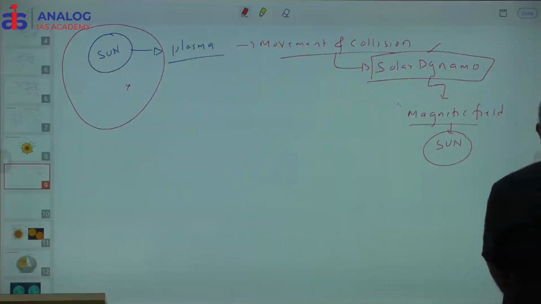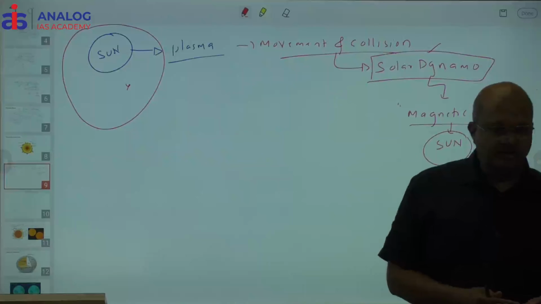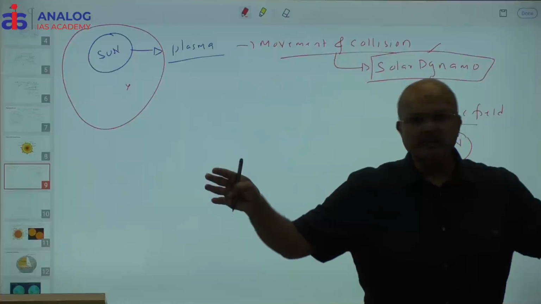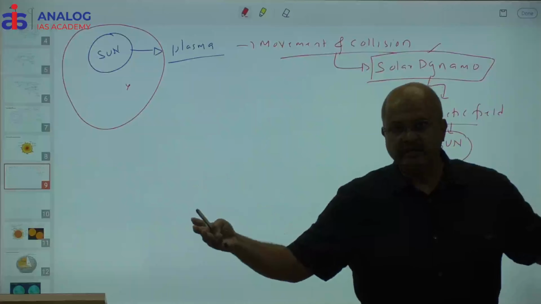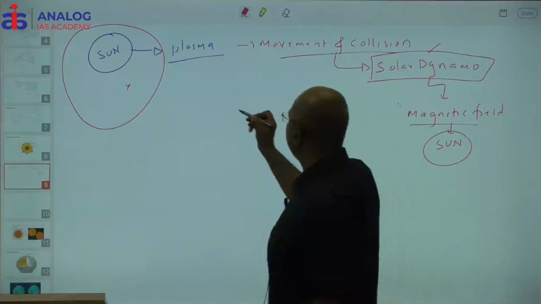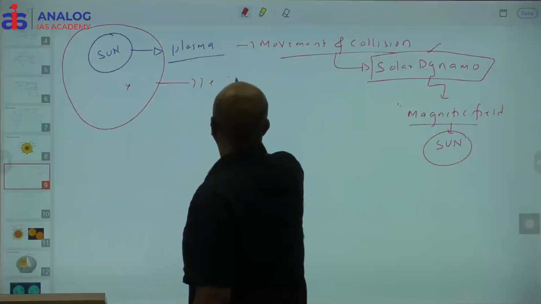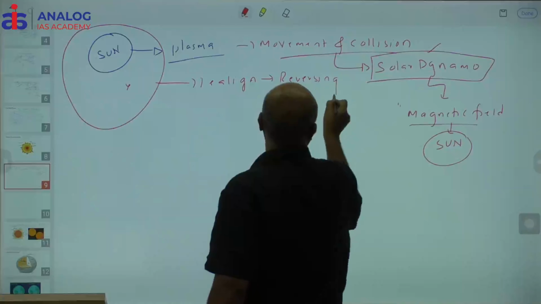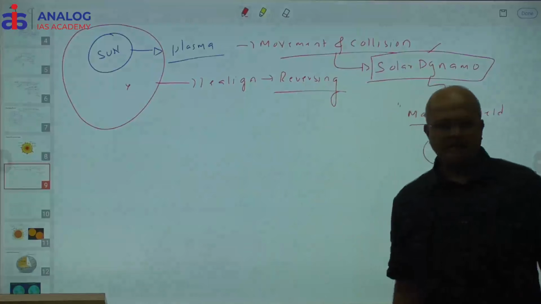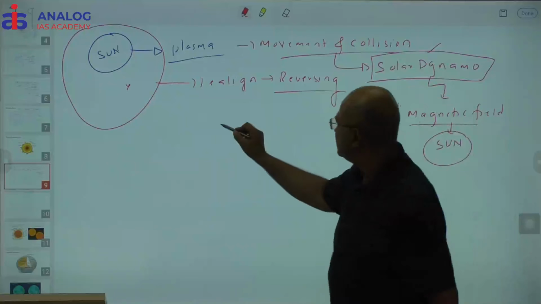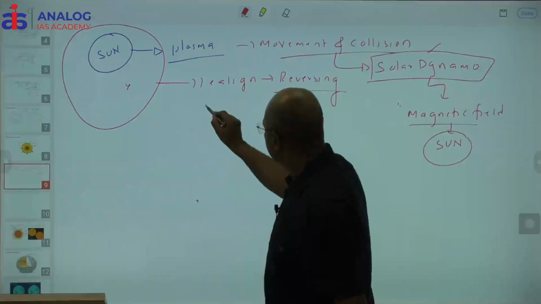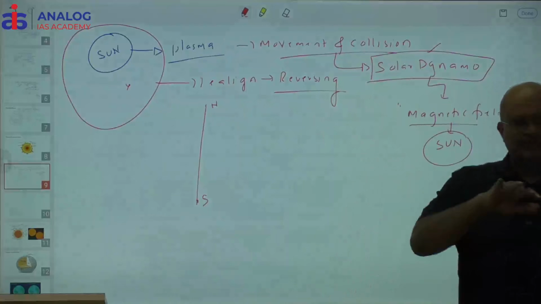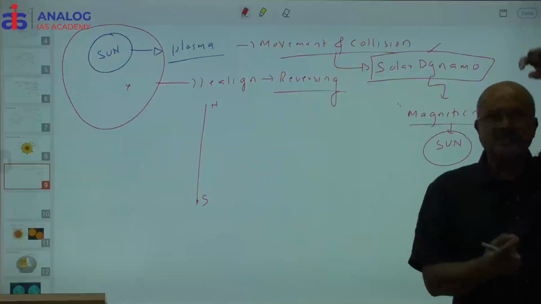Now this magnetic field realigns itself, because if it keeps on in the same parameter, there is a possibility that the magnetic field peaks. So this magnetic field realigns by reversing, changing its polarity, something like where you have a north. When it changes its polarity, keep this as a thread.